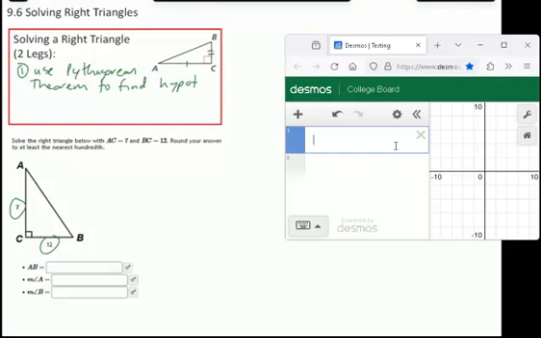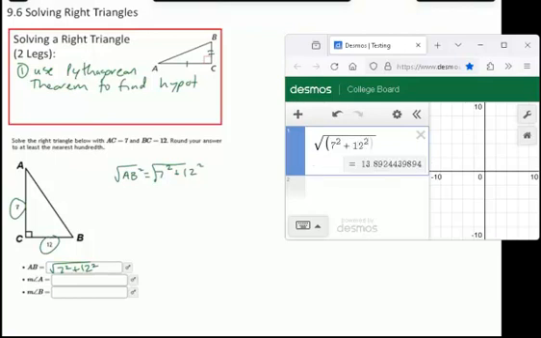So if we wanted to calculate AB right here, we would simply say AB squared is equal to the sum of the squares of the other two sides. Extract your root, and notice there is our answer. So we can enter it as a calculation. Again, nice and simple. I can also enter my calculation here, 7 squared plus 12 squared, all inside that square root, and I get approximately 13.89. So that's the first step. Use Pythagorean theorem, find your hypotenuse.